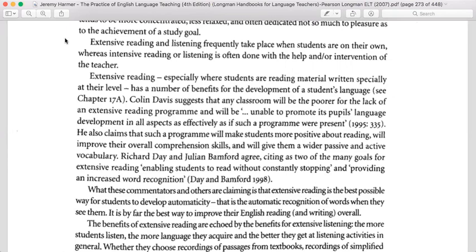And you need to check that the colleague has the right kind of pronunciation that you want your students to listen to.